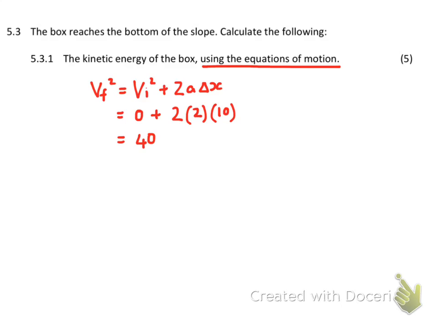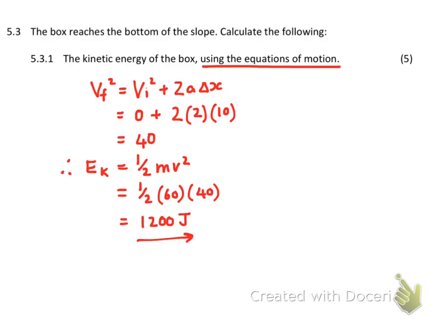Now you can square root that to get Vf, but we know when we use our kinetic energy formula we're going to need V squared. So it's perfectly sensible to leave that as 40. Ek is a half mv squared. The mass of the box is 60. And V squared now we have from the calculation above is 40. So we can just put 40 in place of V squared. That gives us our kinetic energy of 1,200 joules.